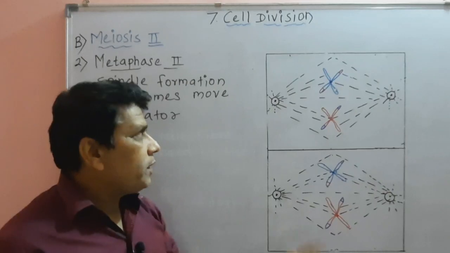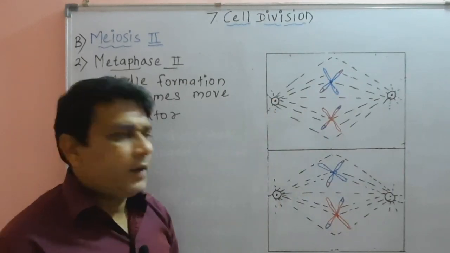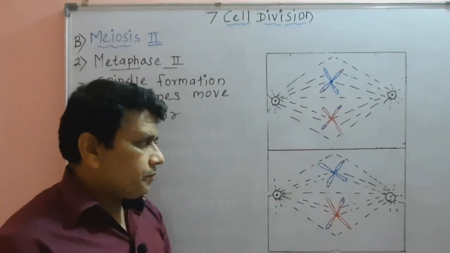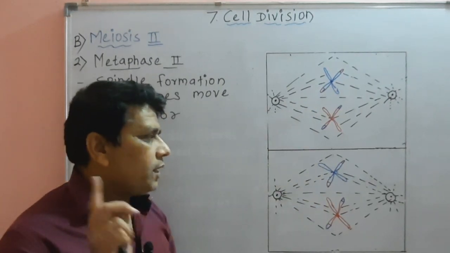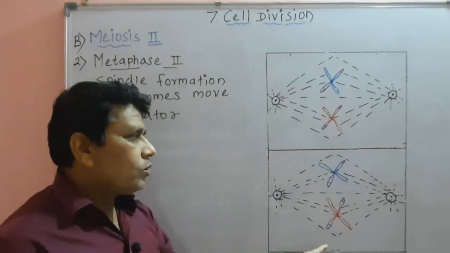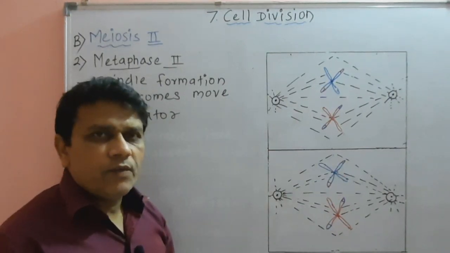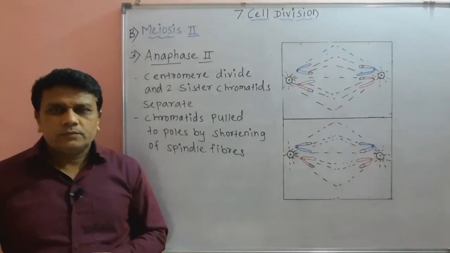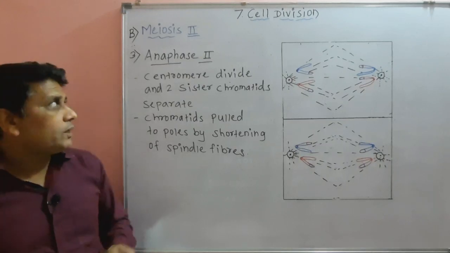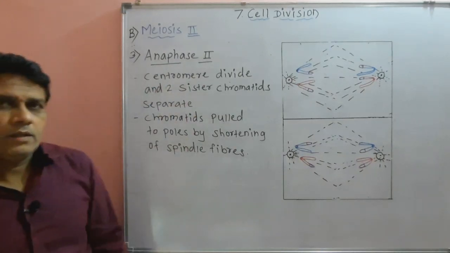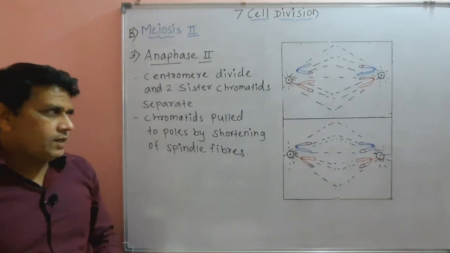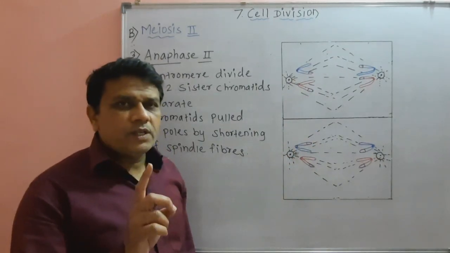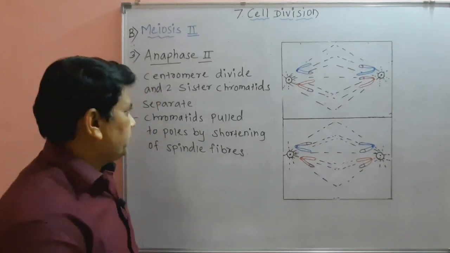These spindle fibers develop from the centrioles, and here in both the cells the spindle fibers are developed as well as the chromosomes get arranged at the equator. Hence the stage is called metaphase. Then the next, or the third, stage is anaphase second. Here in both the cells the cell division occurs simultaneously.